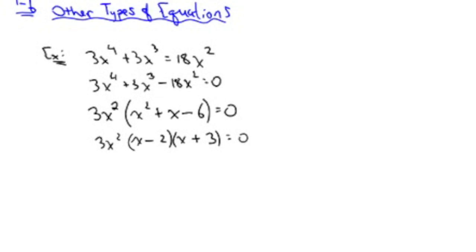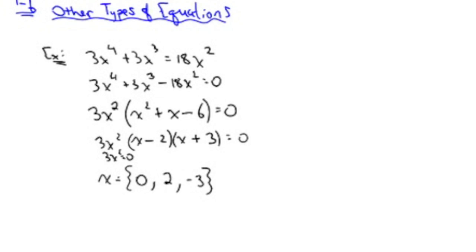All right, what are my solutions? Well, you set each one of the factors equal to 0. So if I set 3x squared equal to 0, when's that equal to 0? When x is equal to 0. It's the only time it's equal to 0. When does x minus 2 become 0? At positive 2. And x plus 3? Negative 3. So this one actually has 3 solutions.